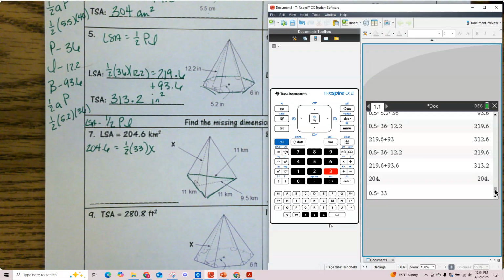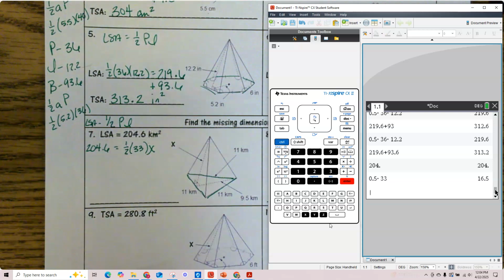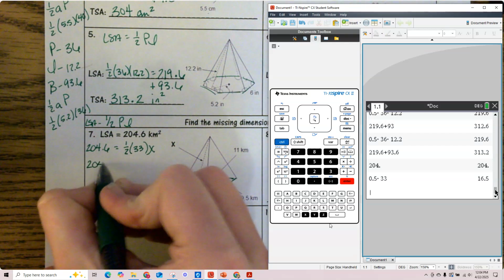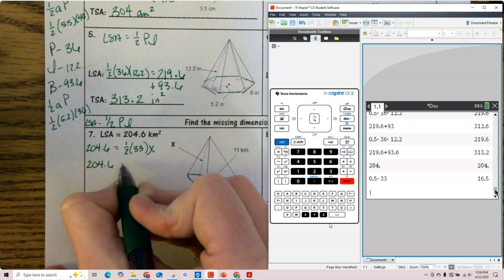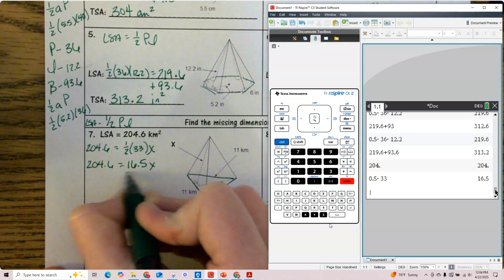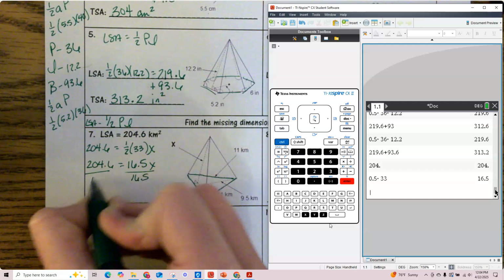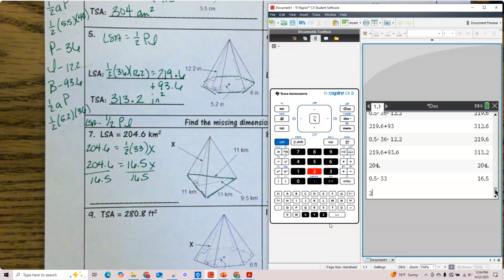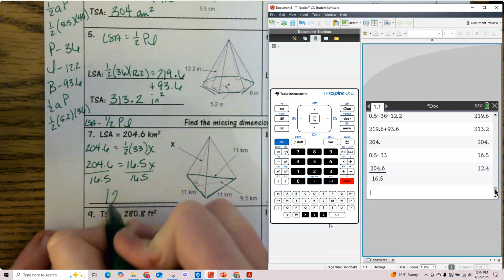I'm going to show you the next one. All right, so if we do this by hand, 1/2 of 33 is 16.5. Divide both sides by 16.5. We get 12.4.